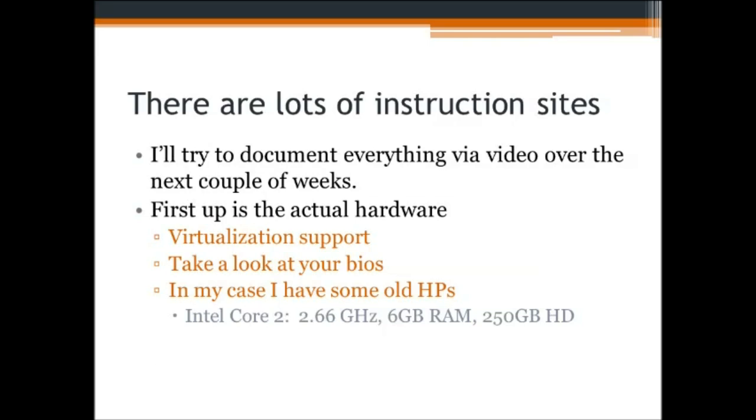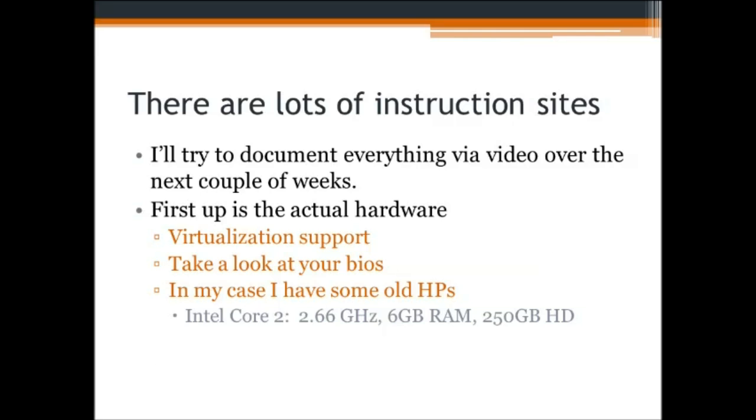Now as I said, there's lots and lots of instruction sites, and I'll try and document everything. But the first thing that we have to do is get the box that we're going to use to support virtualization. So I have some old HPs back there. So they're Intel Core 2, 2.6 gigahertz, 6 gig of RAM, and 256 gig of hard drive space. Now that means that they're not going to be awesome performers, but they'll do what I need them to do.